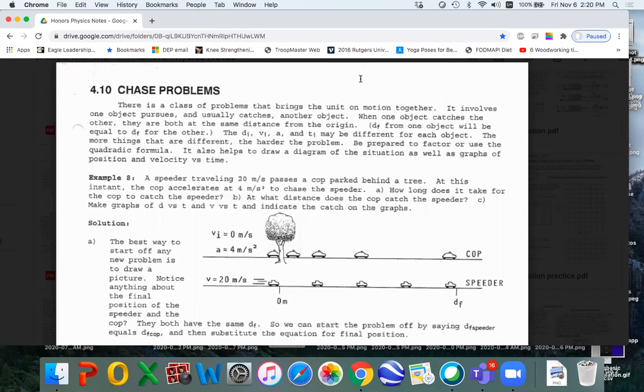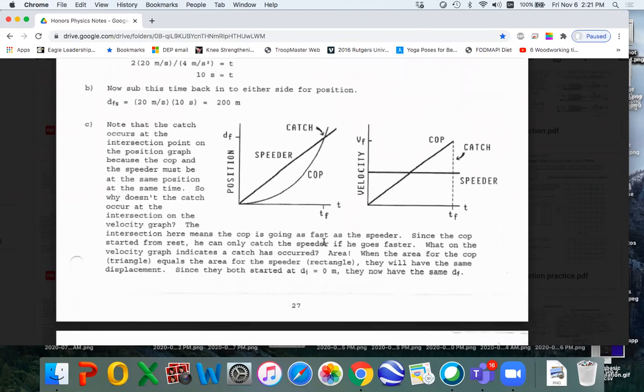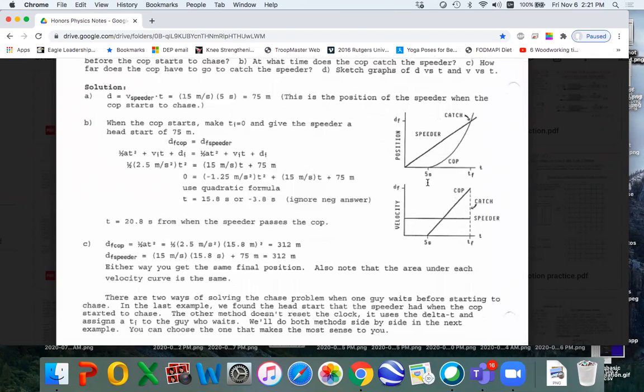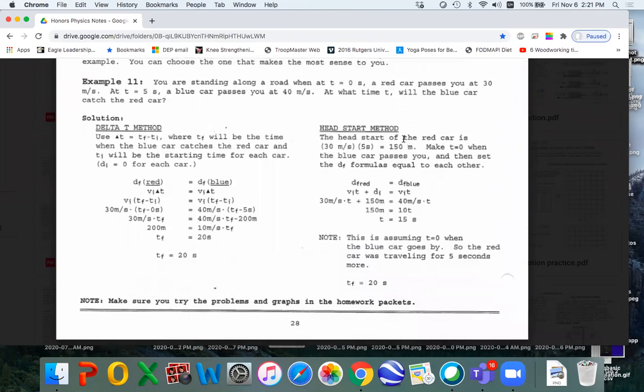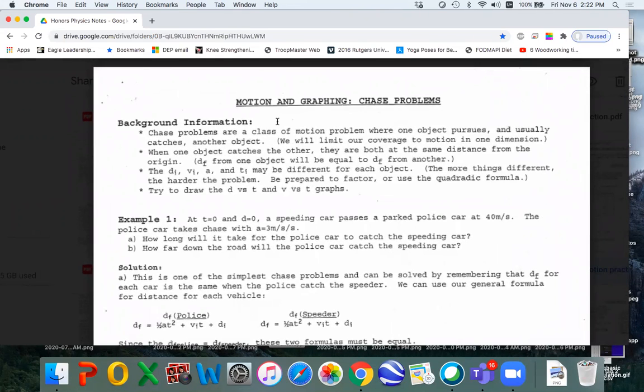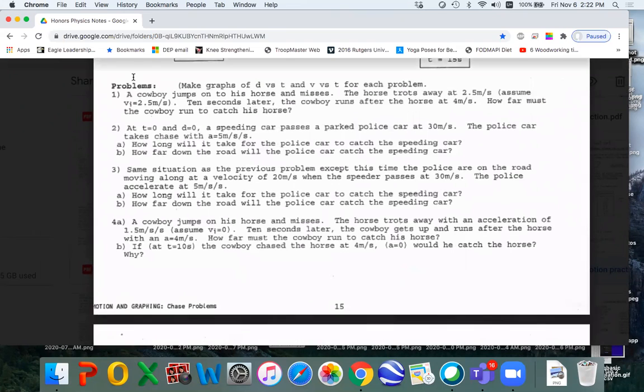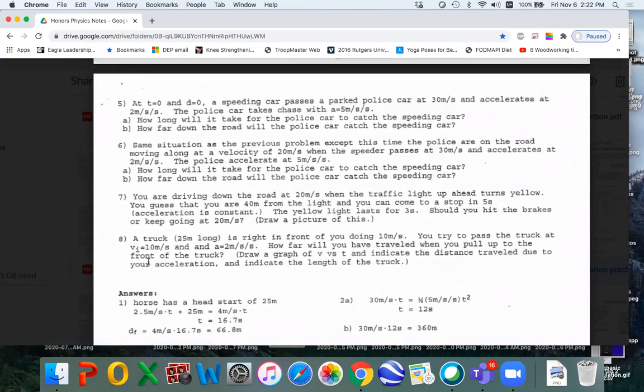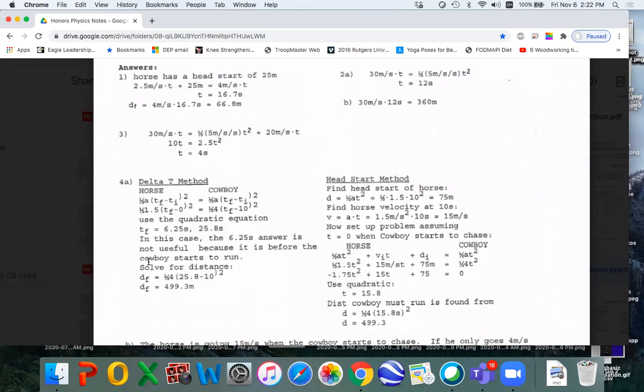Need more review? Go to the chapter notes. Section 4.1, chase problems. Here's the cop and the speeder. Same graphs we just did, with a discussion. What happens if the cop waits 5 seconds? Here it all is, including an analysis on the Head Start method versus the Delta T method. In the practice problems packets, you're going to find a summary of chase problems, but you're going to find a whole bunch of problems for you to try. Lots of problems. I have the answers showing some of the work.